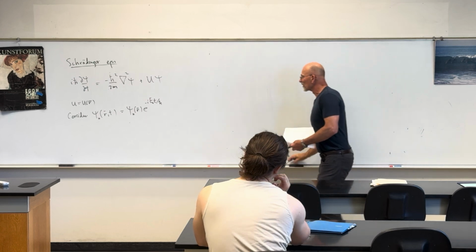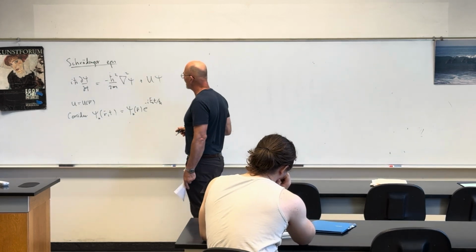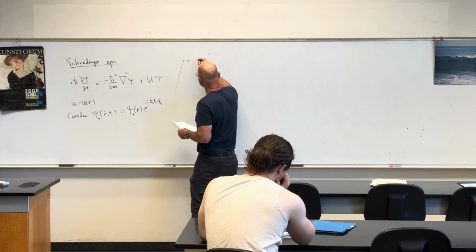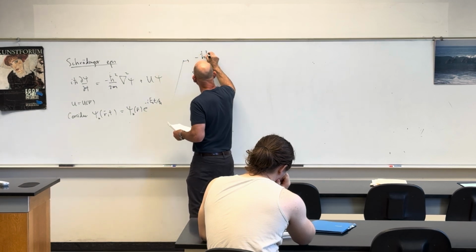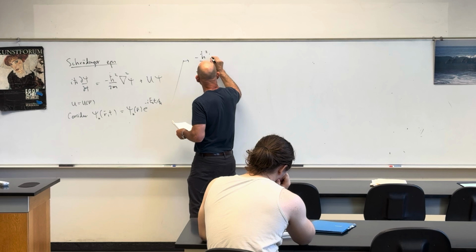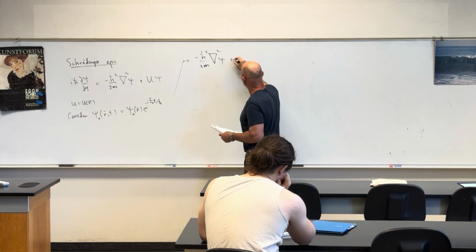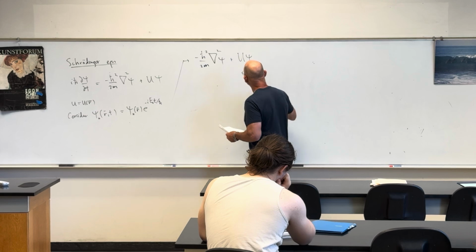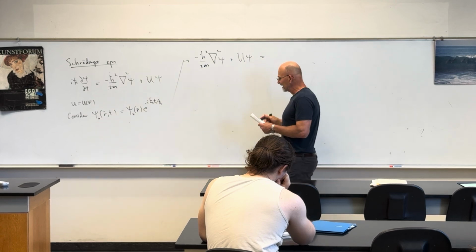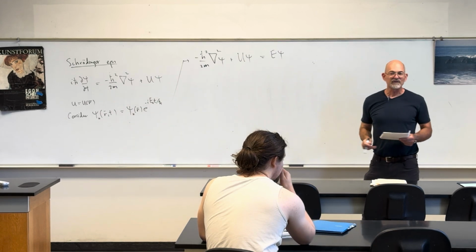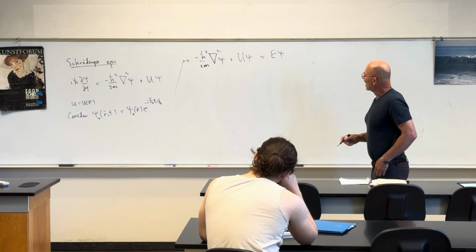Because here, this is the one we'll recognize as an operator equation. If you do this, you end up with minus h bar squared over 2m del squared c plus u times c equals E times c. So that's an eigenvector, eigenvalue equation.